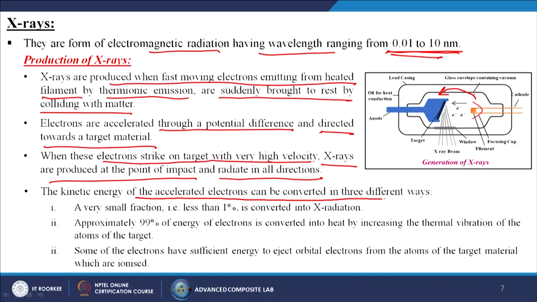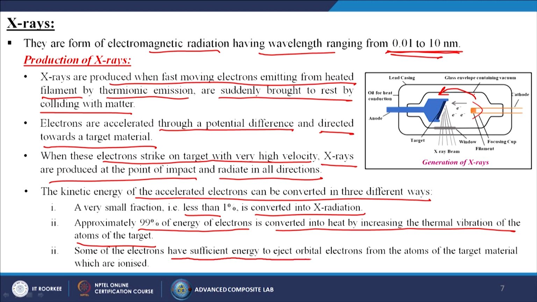The kinetic energy of the accelerated electrons can be converted in three different ways. First, a very small fraction, less than 1%, is converted into X radiation. Approximately 99% of the energy of the electrons is converted into heat by increasing the thermal vibrations of the atoms of the target itself. Some of the electrons have sufficient energy to eject orbital electrons from the atoms of the target material, which are then ionized.